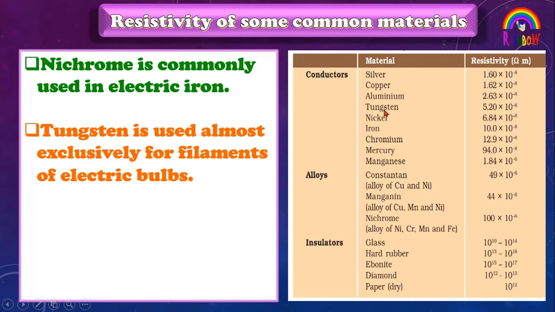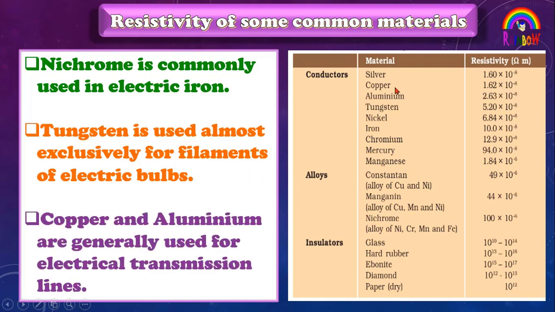Then tungsten, it has a resistivity of 5.2 into 10 to the power minus 8 ohm meter, which is comparatively higher than copper and aluminium. Also, it has very high melting point. So, it is used almost exclusively for filaments of electric bulbs. Then we know copper and aluminium are generally used for electrical transmission lines because they are very good conductors as their resistivity is very less.